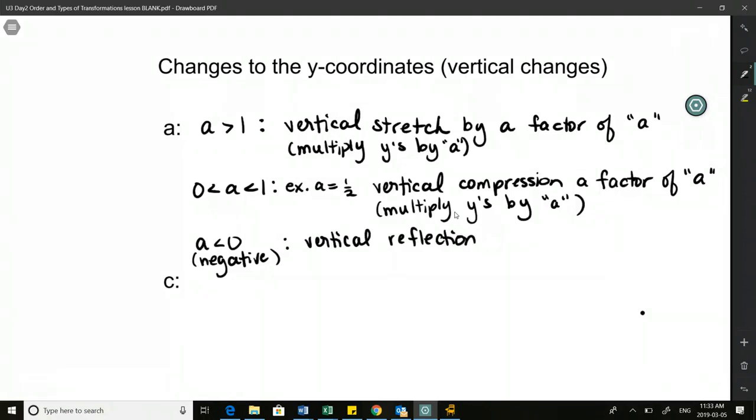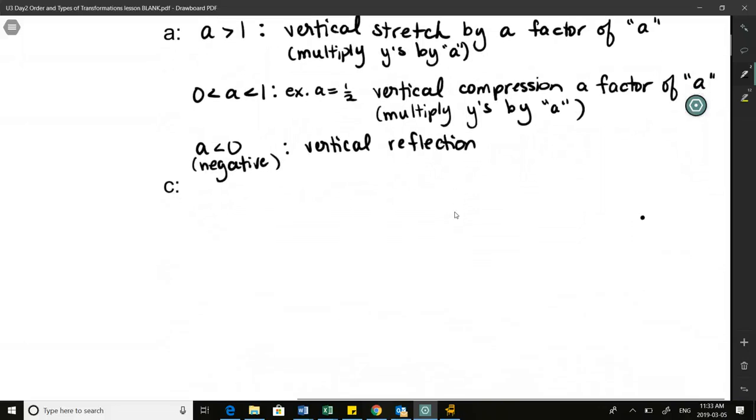Okay, it is possible, thank you. It is possible that we could potentially have a compression and also a flip, right? So I can compress it vertically, and then I can flip that around. So that would mean I would have something like negative half. So the negative part is the flip part, and the half part is the compression part. Okay, C. This is the other y coordinate change. This one's pretty easy. If C is positive, it shifts our graph, or translates our graph, up that many units.